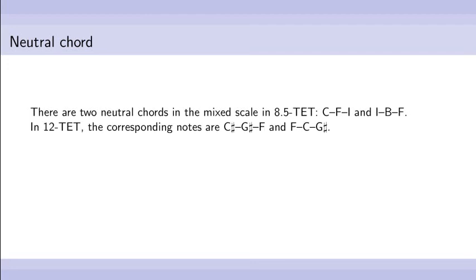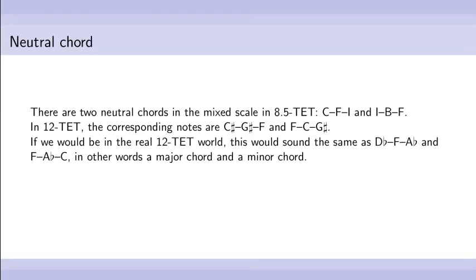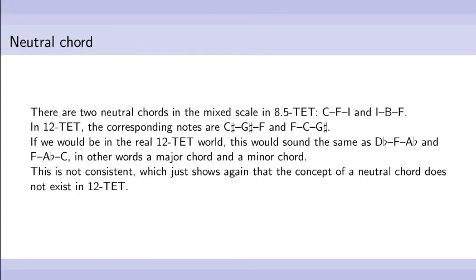In 12 TET the corresponding notes are C sharp, G sharp, F, and F C G sharp. If we would be in the real 12 TET world, this would sound the same as D flat, F A flat, and F A flat C. In other words, a major chord and a minor chord. This is not consistent, which just shows again that the concept of a neutral chord does not exist in 12 TET.